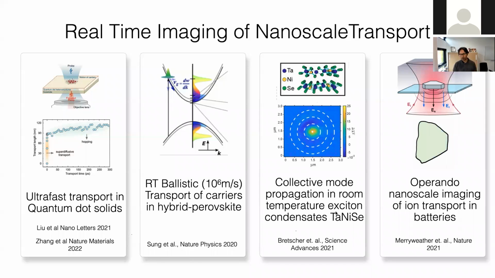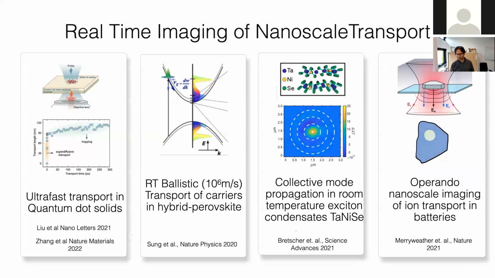We've looked at more exotic quantum systems, such as this material which has room temperature exciton condensates. And we can see collective mode propagation. And something that we have done more recently is to extend these methodologies to actually track ion transport in electrochemical materials, especially battery electrodes. And we have shown that we can directly image, in real time, operando within working batteries, the flow of ions and the phase transformations that happen during lithiation and delithiation of these materials. And you can have a look at this paper we published in Nature about a year ago or so.